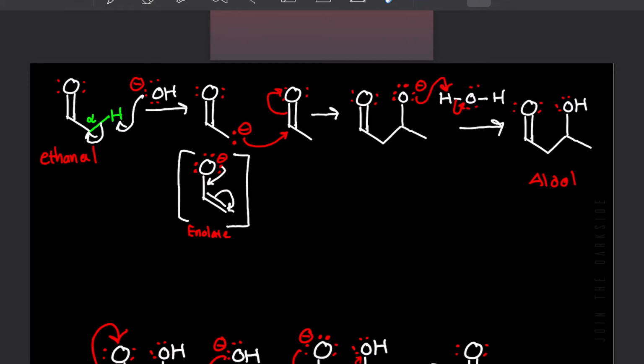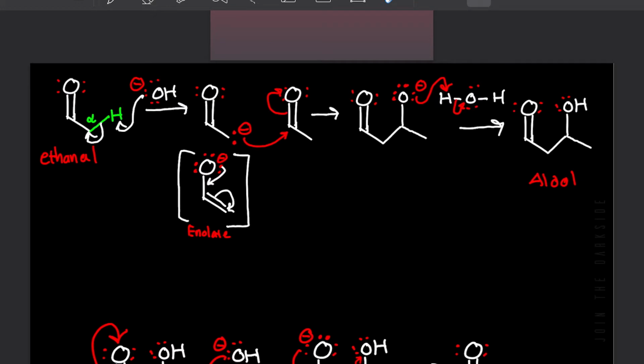The carbanion is going to be acting as a nucleophile because it is electron dense. So it's going to be attacking this carbon from this different ethanal because this carbon has a slightly positive charge because of the oxygen. The carbanion is going to attack this carbon, and then the electrons between the carbon and oxygen are going to move to the oxygen. So now we have this intermediate before we reach our final product.